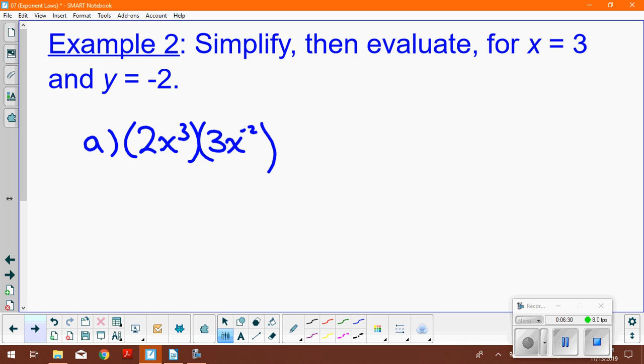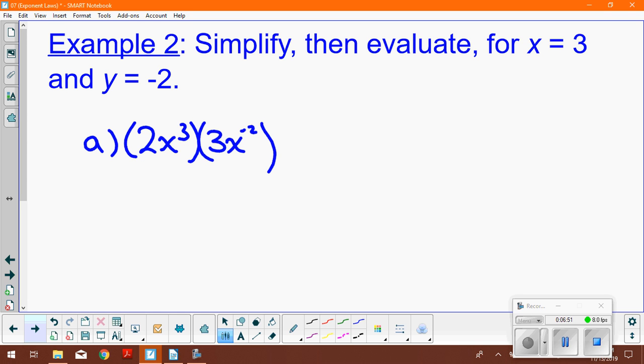Example 2, now we're going to use exponent laws with variables, and then do some evaluating after. So we're going to simplify, and then evaluate each expression for x is equal to 3 and y is equal to negative 2. Here's my first one, 2x cubed times 3x to the negative 2.